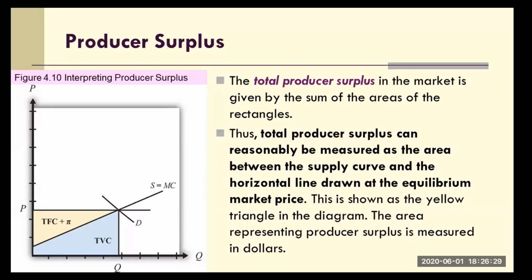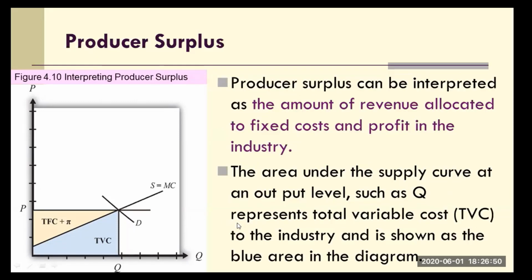The area representing producer surplus is measured in dollars. Here it is the total fixed cost plus the profit. The other is total variable cost. But the producer surplus is the yellow shaded triangular part. Then producer surplus can be interpreted as the amount of revenue allocated to fixed cost and profit in the industry, which I've already said.